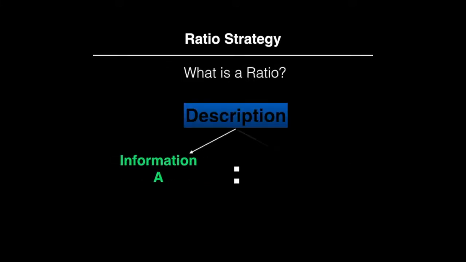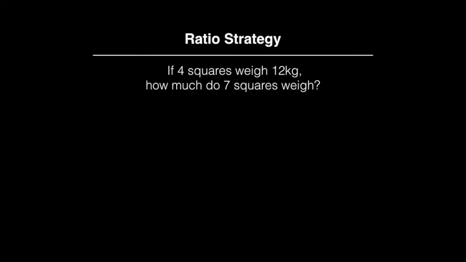Ratios are made from two or more related information items. Components of a ratio are identified wherever an information item is considered to be the equivalent of another. The example question asks, if 4 squares weigh 12 kilograms, how much do 7 squares weigh?